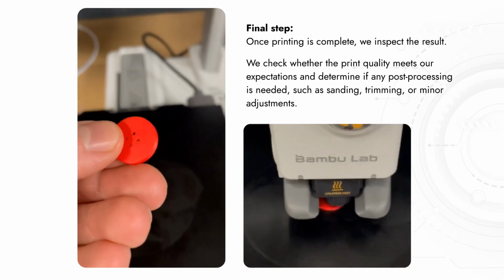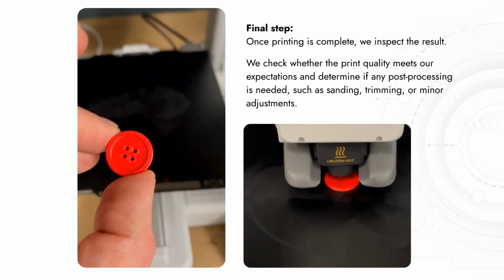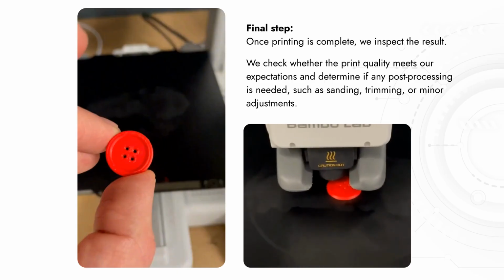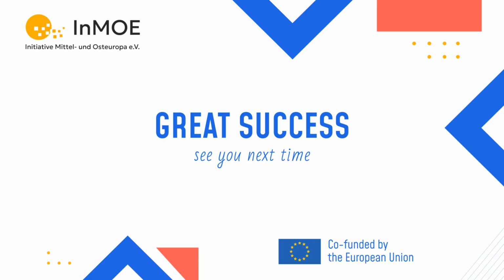Once the print is finished, we inspect the result. We check the quality and see whether the button meets our expectations. If necessary, we perform post-processing steps such as sanding, trimming, or small adjustments. And just like that, we have successfully created a custom replacement part using 3D printing.